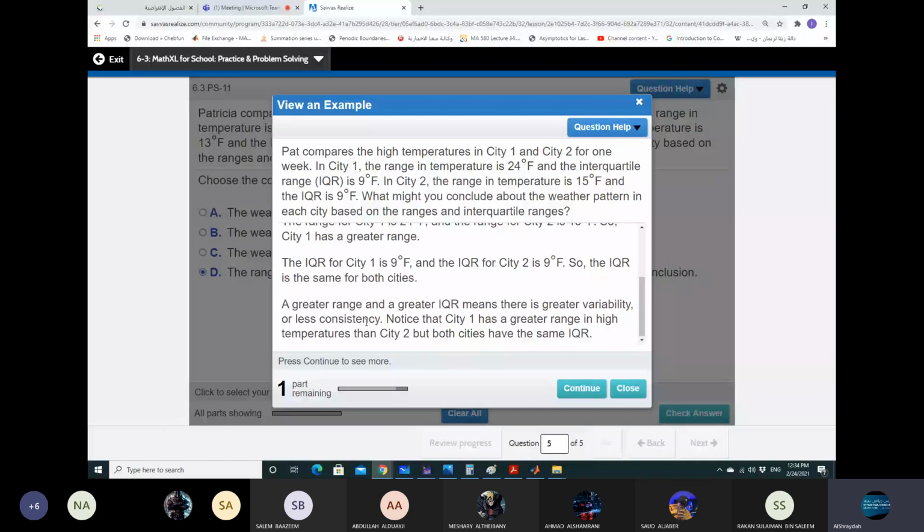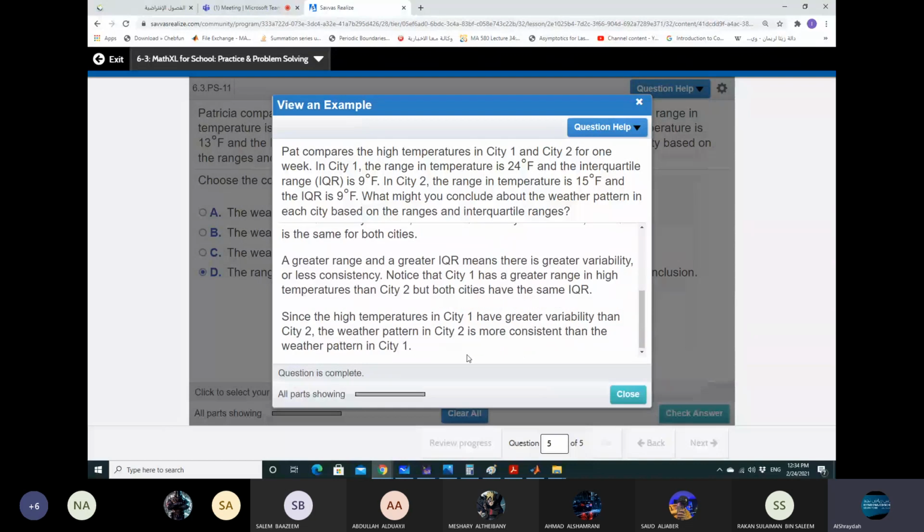Notice that city 1 has a greater range in high temperature. Both cities have the same IQR, so we can compare the ranges. Since the high temperature in city 1 has greater variability than city 2, the weather pattern in city 2 is more consistent, because it has less range. So what would be the answer? What do you think?